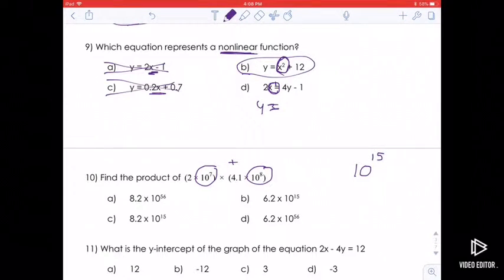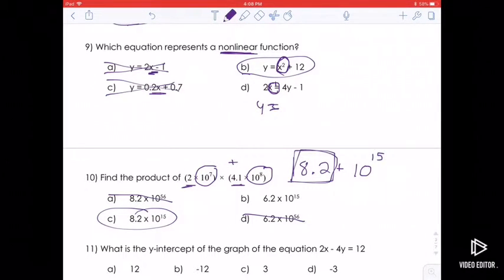Look at your answer choices. We have to the 56th power and to the 56th. Those are the people who confuse adding like bases with multiplying. And we multiply, numbers act normal. 2 times 4.1 is 8.2, leaving us with choice C, 8.2 times 10 to the 15th. We also check to see if this number is between 1 and 10, which it is. It's in scientific notation, so we don't have to do anything with it.